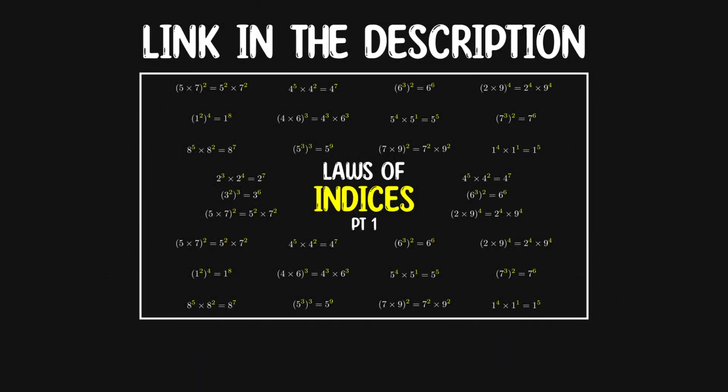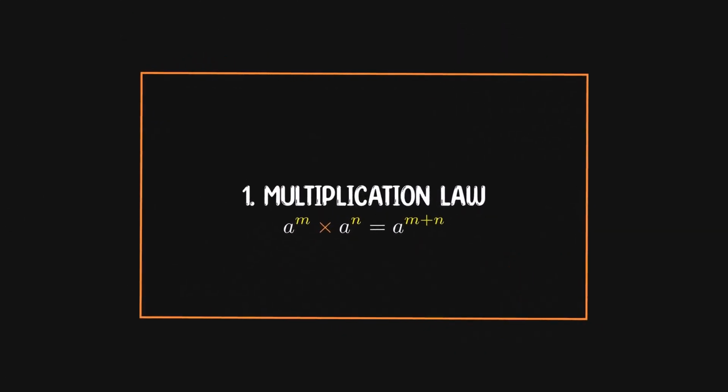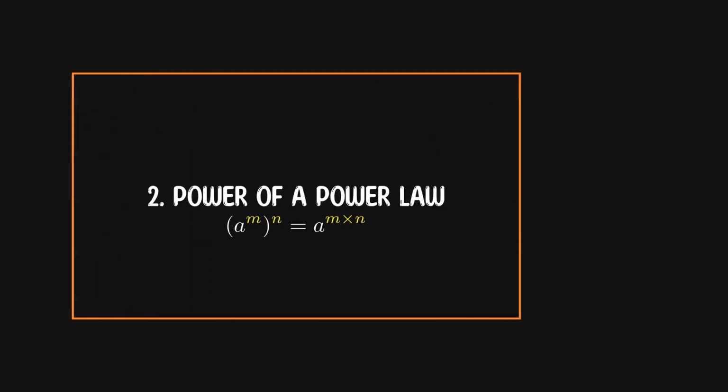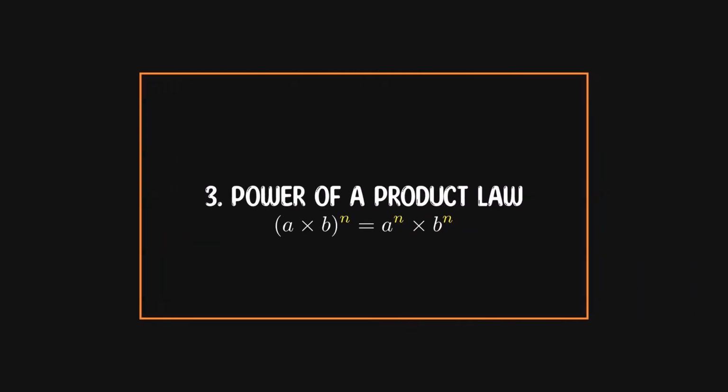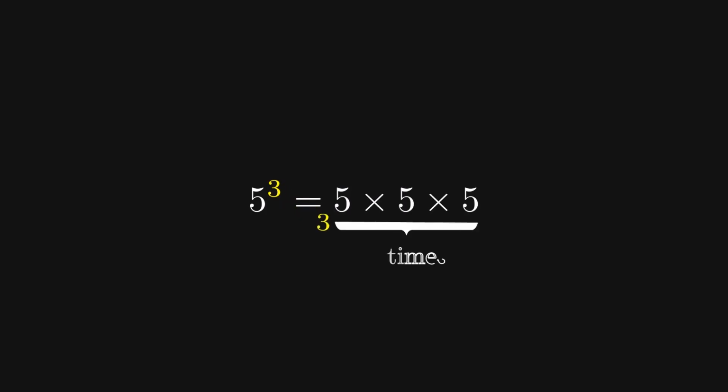Hello everyone. In the last video, we explored three key laws of indices, such as the multiplication law, the power of a power law, and the power of a product law. So far, we're working with positive integers like 1, 2, 3, 4, and so on. For example, we said 5 raised to the power of 3 means multiplying 5 by itself 3 times.